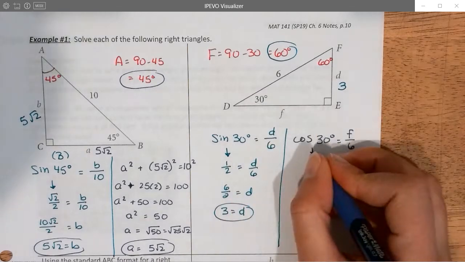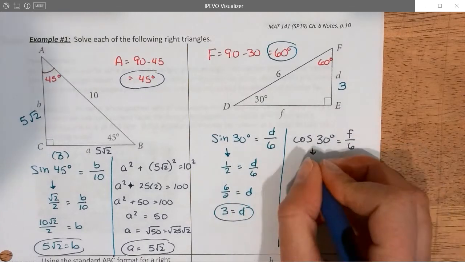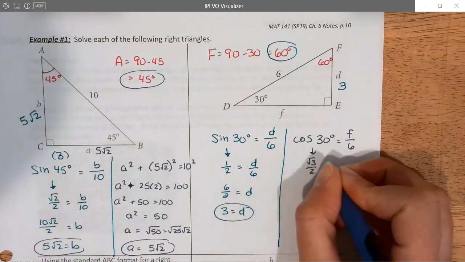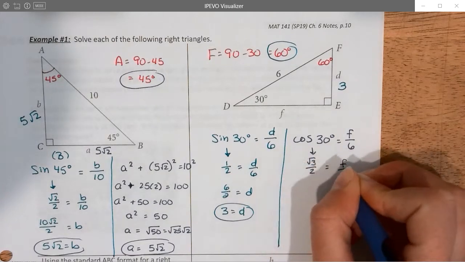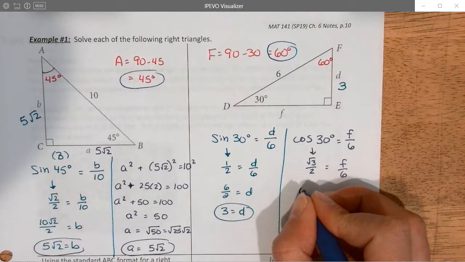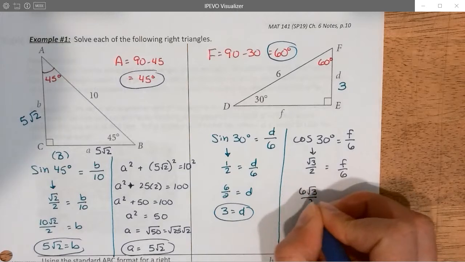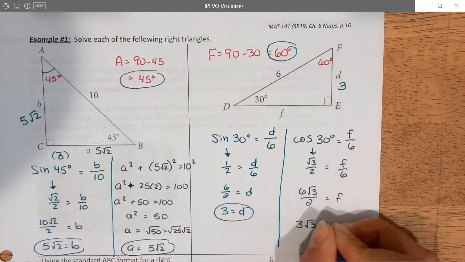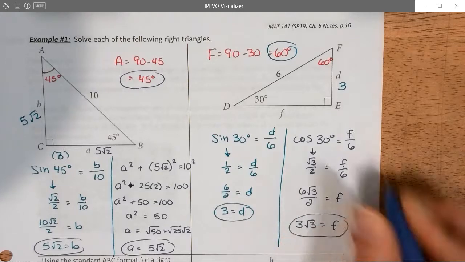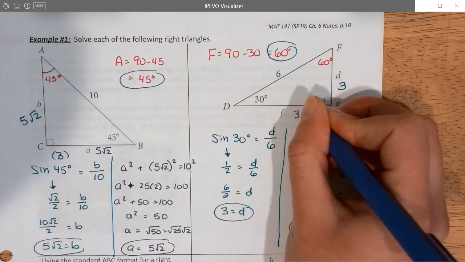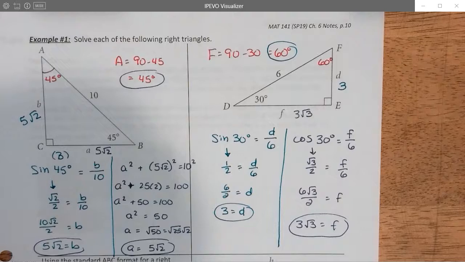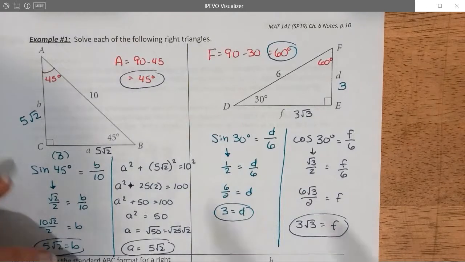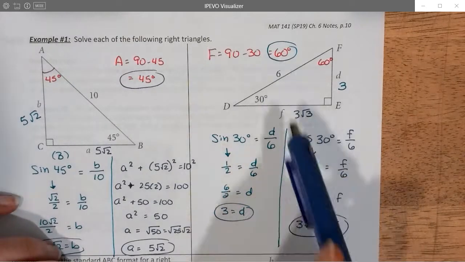Looking at my chart, the cosine of 30 degrees is the square root of 3 over 2, equals f over 6. Multiply both sides by 6. Square root of 3 over 2 times 6 equals f, reduces to 3 square root of 3 equals f. So f is 3 square root of 3. And now I have the triangle solved because I know all of the sides: 3 square root of 3, and 6, 30, 60, 90.